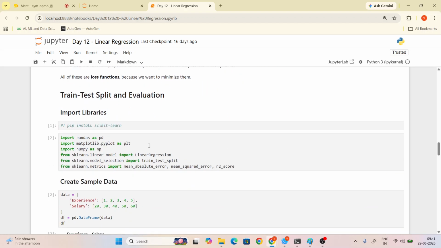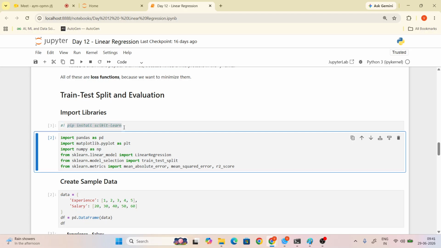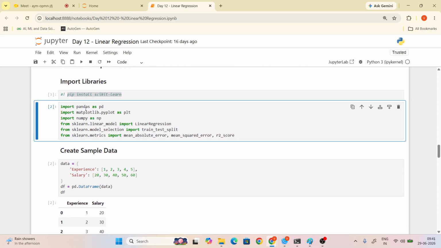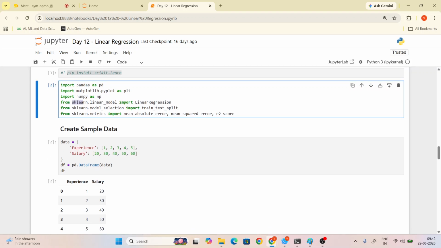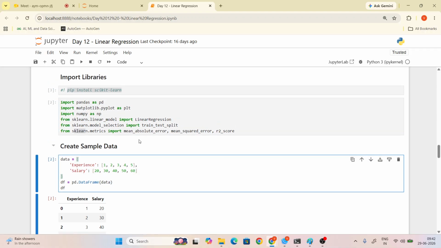Okay guys, we need to install this library: pip install scikit-learn. You can install it in your command prompt. So first step, pandas we use for data manipulation and analysis, matplotlib for data visualization, and numpy for mathematical operations. Sklearn is mainly the framework we use for machine learning.